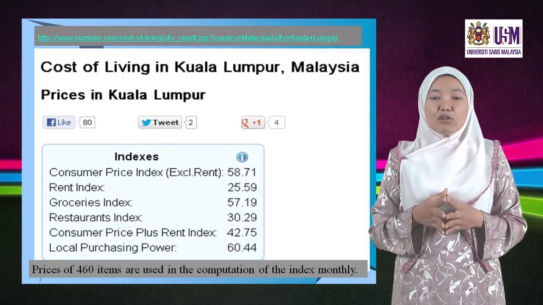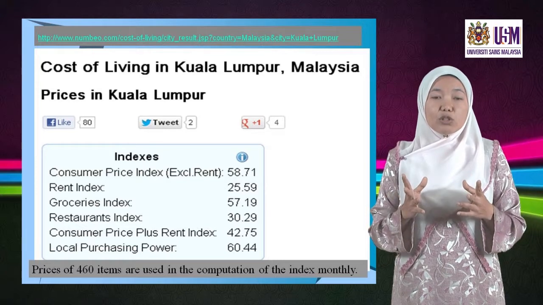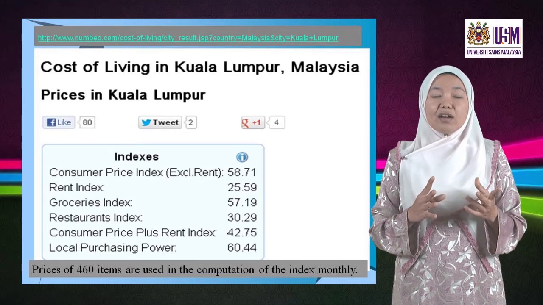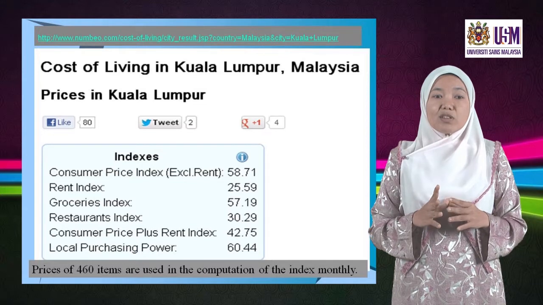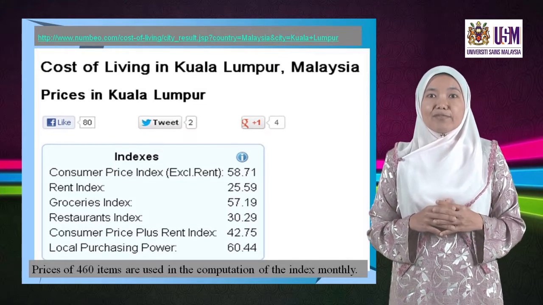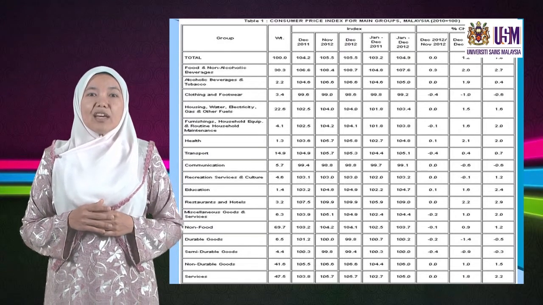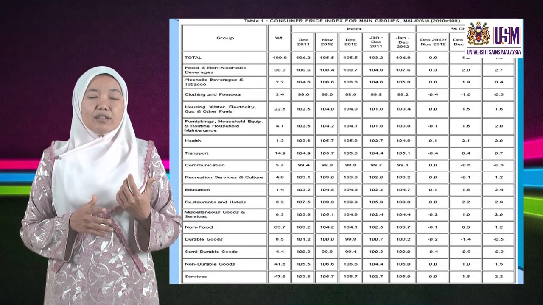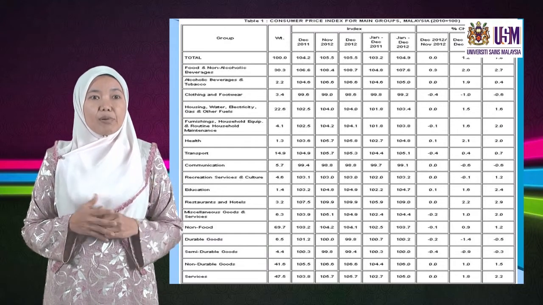And in case you are wondering, in Malaysia, for the calculation of the monthly consumer price index, the prices used are for 460 items. Basically that covers the consumer price index, everything. So we are back to the consumer price index. This is for Malaysia, and here on the left hand side, the first column, we are looking at the main groups of items in the Malaysian consumer price index.